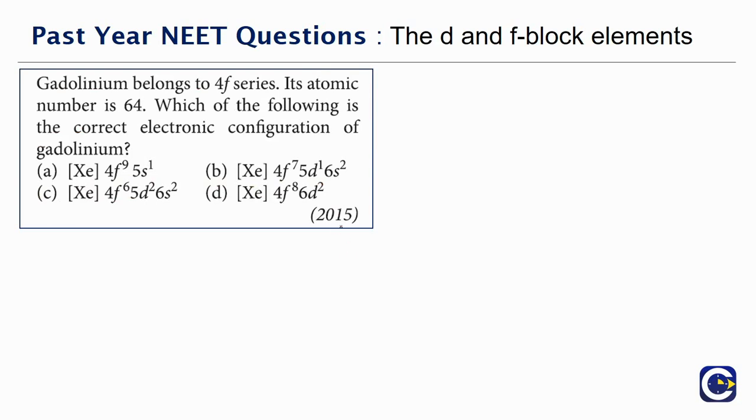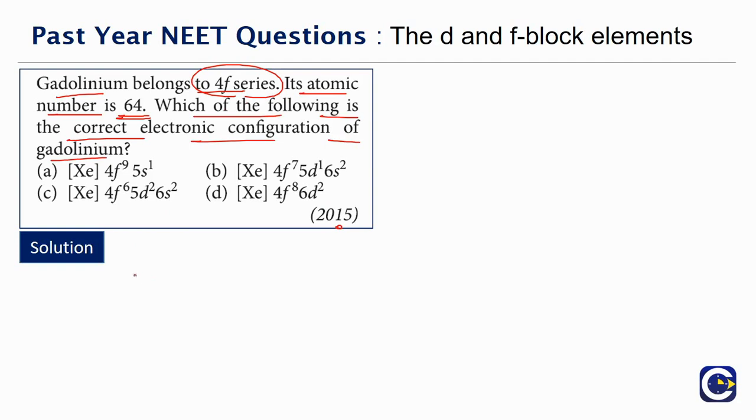Let's go to the next question. This is a question that has come again based on the electronic configuration. This has come in the year 2015. Gadolinium belongs to 4f series. In fact, previously only we were discussing about it. Its atomic number is 64. Which of the following is the correct electronic configuration of gadolinium?